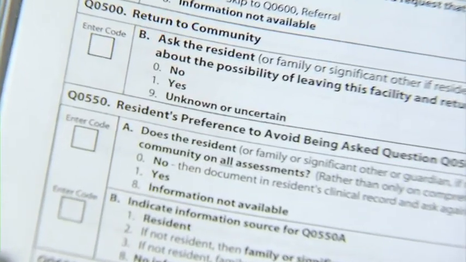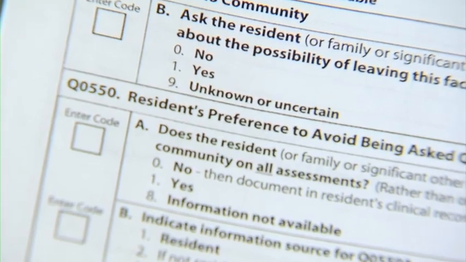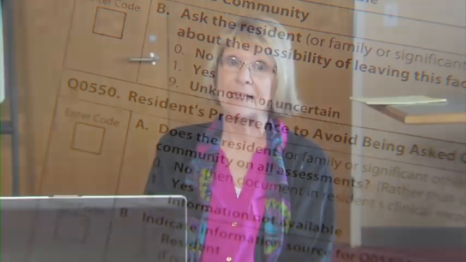Q550. Resident's preference to avoid being asked question Q500B again. This item allows the resident to opt out of being asked Q500B return to community question on quarterly, non-comprehensive assessments.